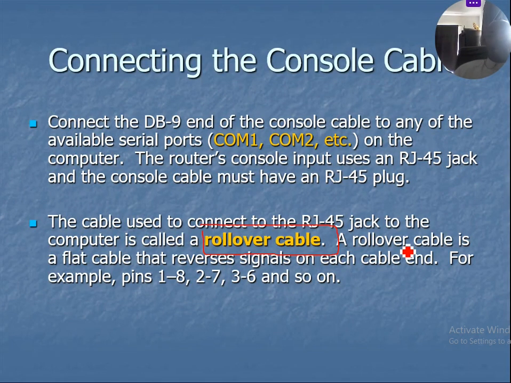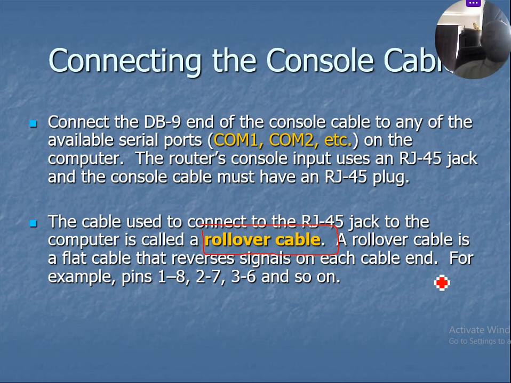Now what is a rollover cable? A rollover cable is a flat cable that reverses the signals on each cable from one end of the cable to the other end. So it always reverses the signal. For example, pin 1 on end A goes to pin 8 on end B. Then pin 2 on end A goes to pin 7 on end B. Pin 3 on end A goes to pin 6 on end B. Pin 4 on end A goes to pin 5 on end B. Pin 5 on end A goes to pin 4 on end B.